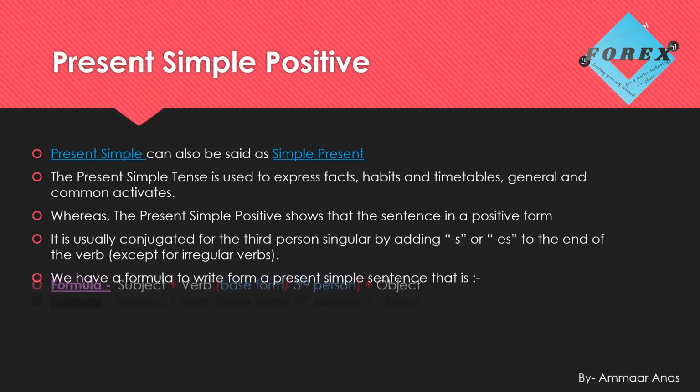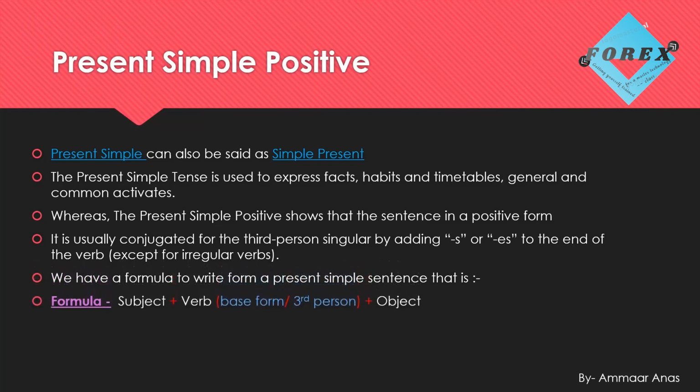And then we have a formula to write a present simple tense, which is subject plus verb, base form or third person, plus object. If you can see, I wrote base form slash third person. If you wonder why, it's because in the first person and second person, we use the base form. But in the third person singular, we use the third person form of the verb, because when it is a third person singular, like he, she, it, we can't use the base form. You'll get to know more in detail when we go to the examples. Now let's move to some examples.